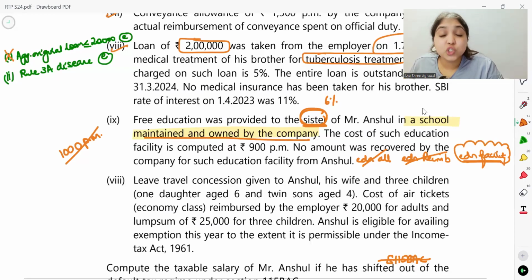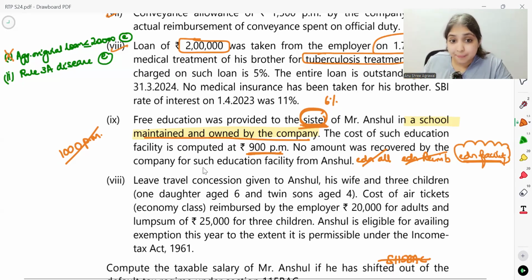Here you must have learned, no, that the reasonable cost of education in a similar school, in a similar locality is up to 1,000 per month per child, then nothing is taxable. That exemption is only if the student is assessee's own children. Your assessee's sister is studying. So therefore, I will not think about that exemption. The entire 900 per month is going to become fully taxable.